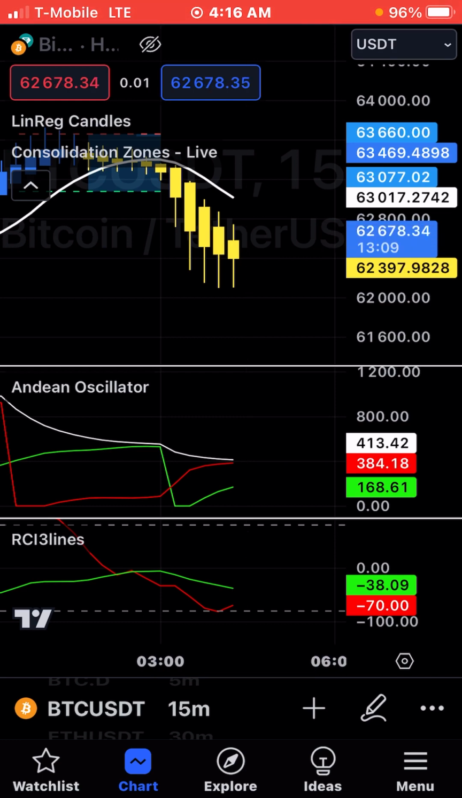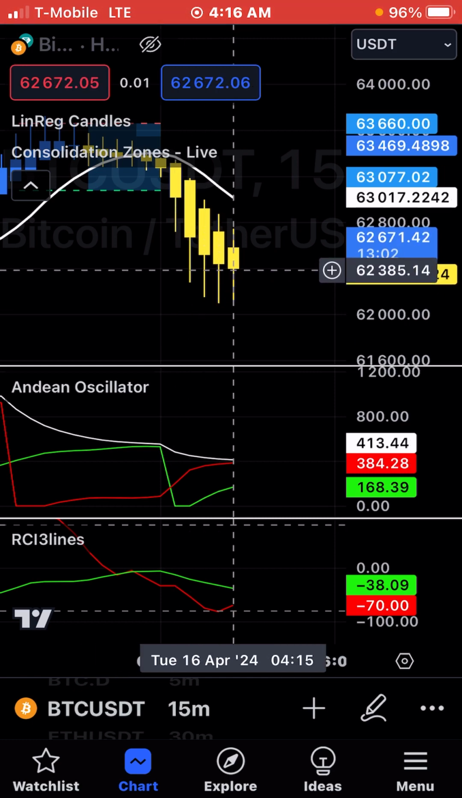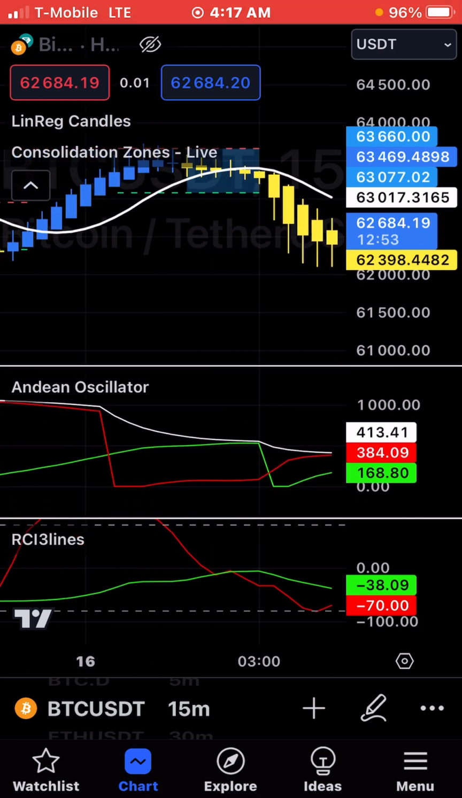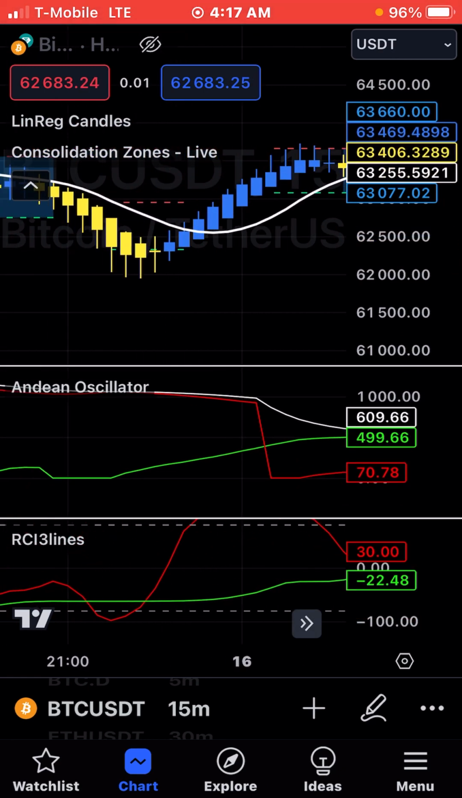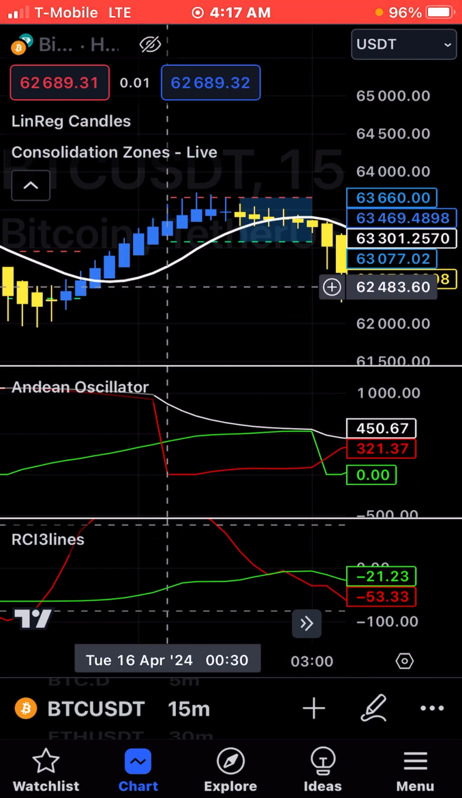I probably would have entered here, but if I was late, I probably would have entered when it crosses the signal line. And then all you have to do is wait it out. Let's just find another moment here in the Andean oscillator. So this right here, you see the green line going through the red line.